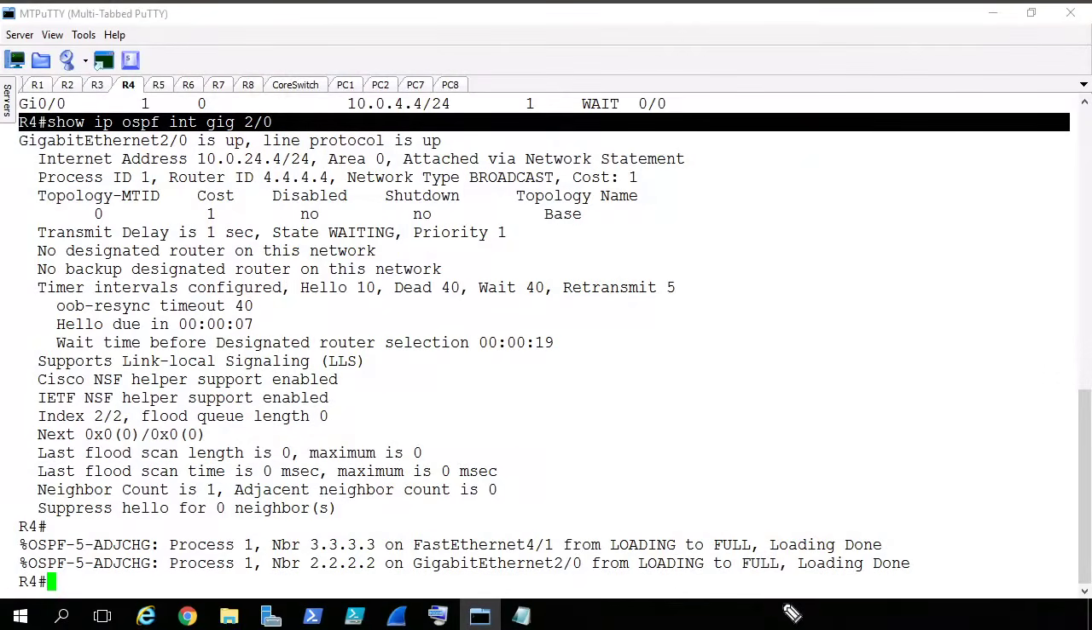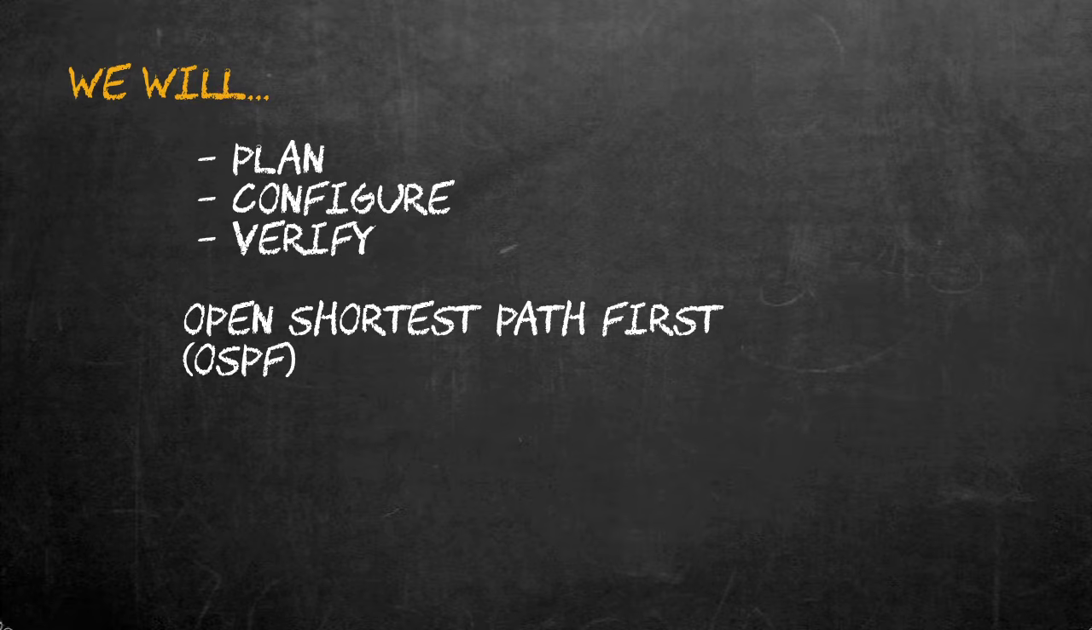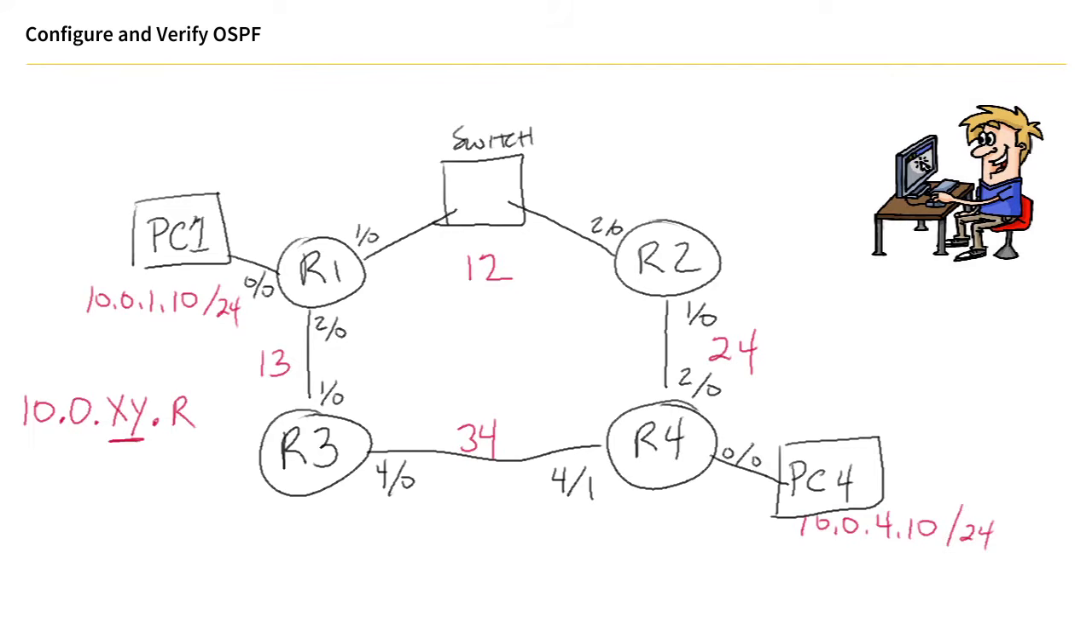Now, let's see our objectives. Our objectives, as I recall, were to plan, which we did, configure, which we did, and verify. All right, so let's do some verification. I've got a PC out here, PC1, and let's go to R4 and check a few things just to verify that OSPF is working.